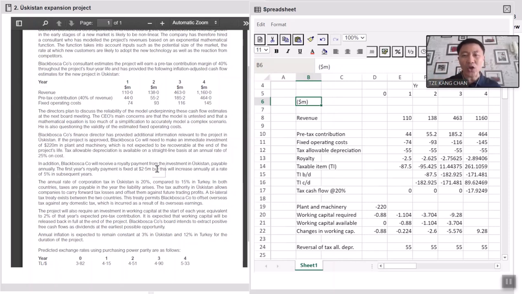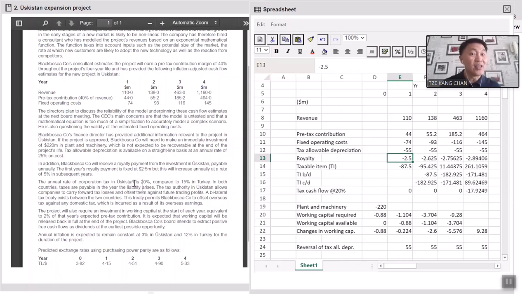With this, it goes on talking about royalty payment. According to the instruction and arrangement, this is a form of payment for the host country operation. As such, looking at the amount provided, these are the cash outflows for each of the relevant years. And let's not forget, this royalty payment is made to the home country.